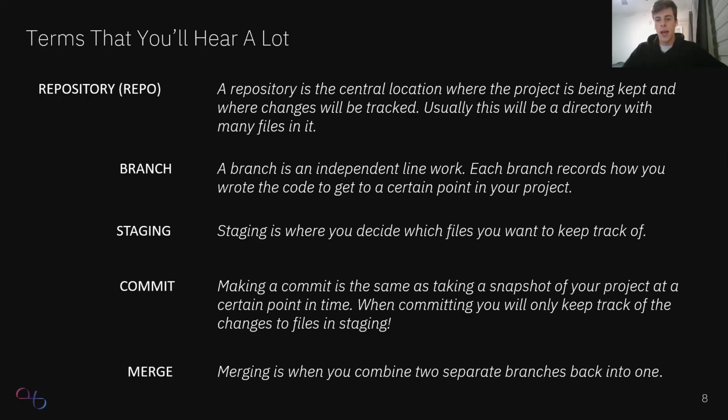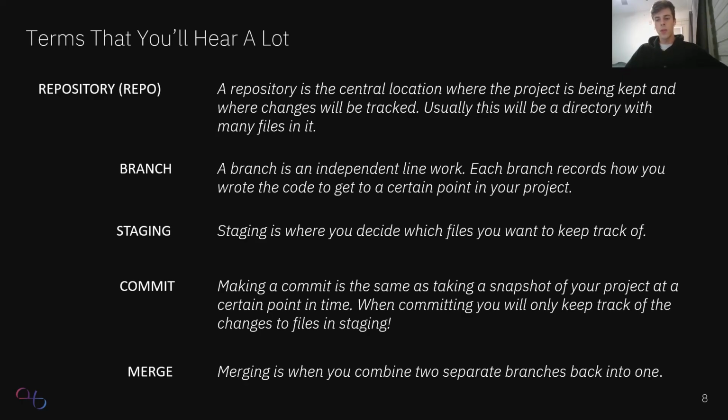Staging is where you decide which files you want to keep track of. Git is an opt-in system. That means every time we make a change or every time we create a new file, we have to specifically tell Git that we want to keep track of it. We'll talk a little bit more about why that is later.